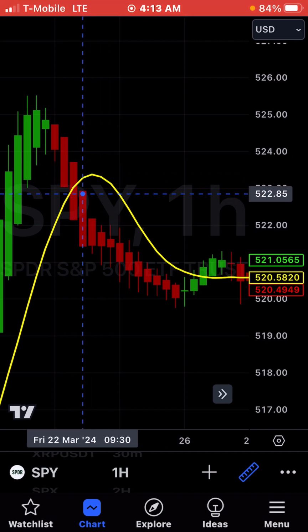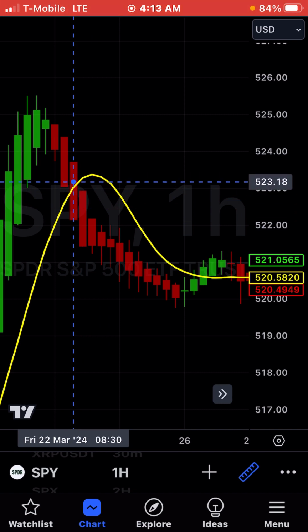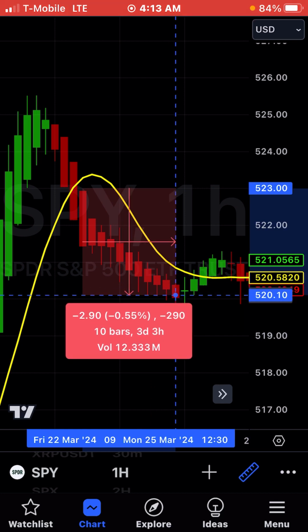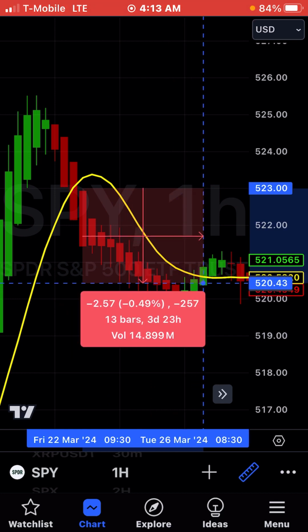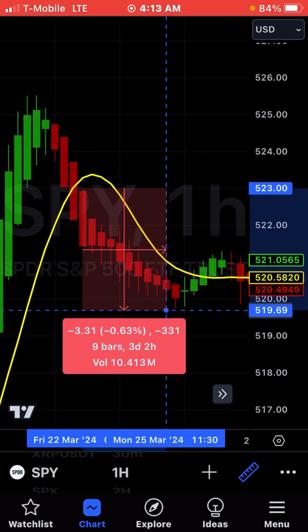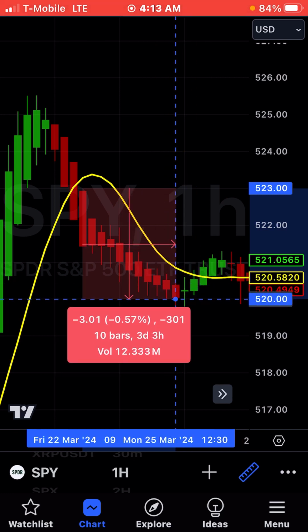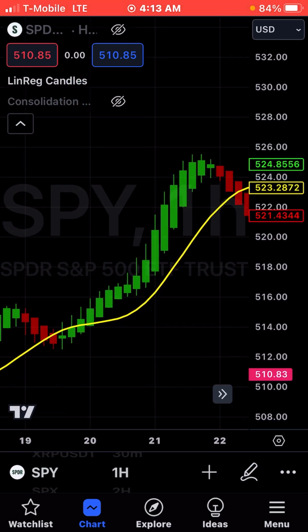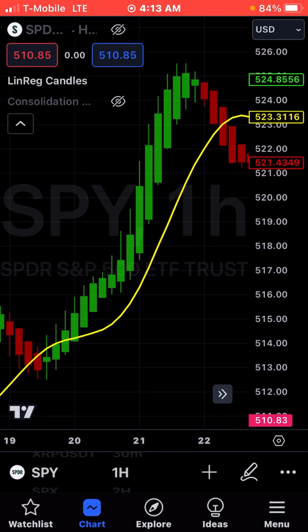So we see it's crossing down right here. So we enter on this candle here, and we ride it out till it touches the linear line. If you rode it out from there, you would have made $257. Rode it out to here, you would have made $300. I'm going to do this a couple more times, and I think you guys get the general idea. It's a pretty simple strategy.